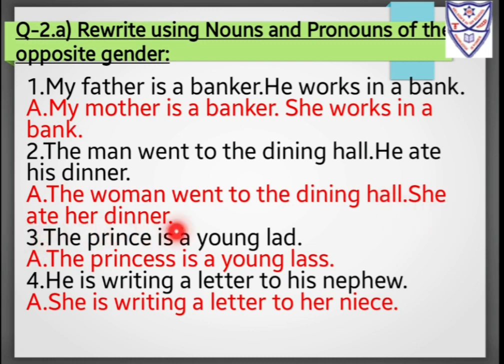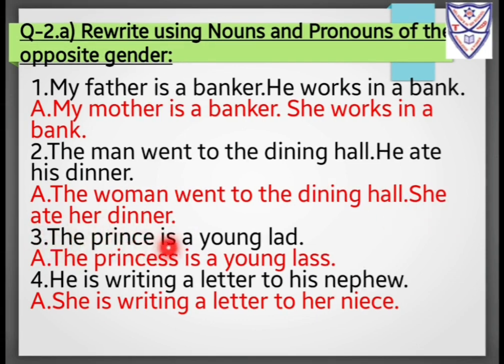Third one, the prince is a young lad. So over here, prince is in masculine gender form, which is a noun. We will replace it by the opposite gender, that is princess. It is in feminine gender. And again, lad is in masculine form, so its opposite will be lass. So the answer will be, the princess is a young lass.